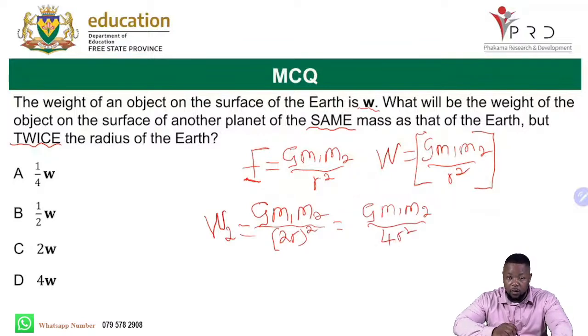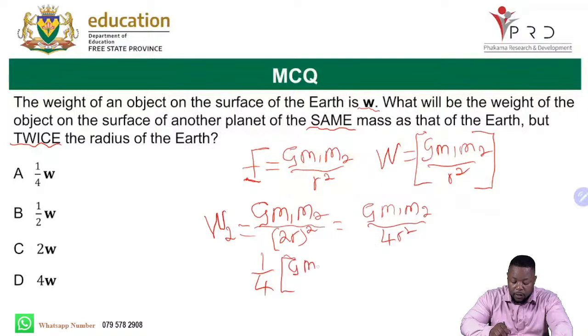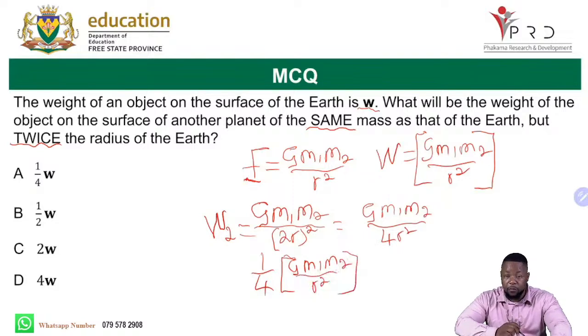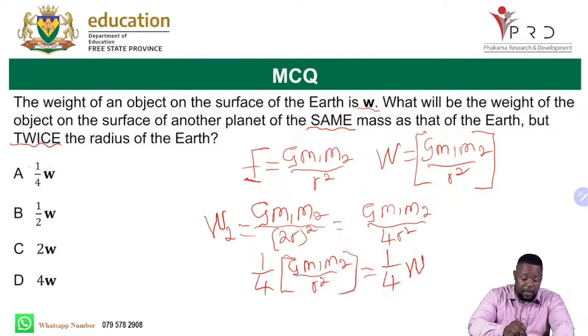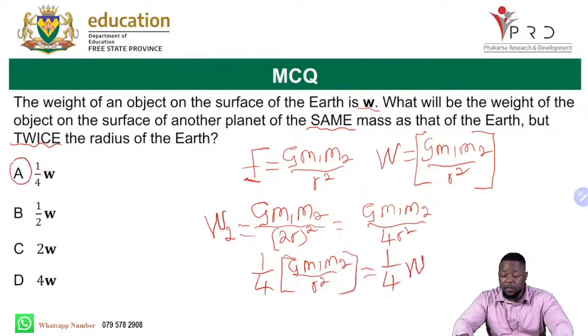And if we take the 4 out as a factor, we are going to have 1 over 4 into G M1 M2 over R squared. Now we remember from the beginning that we represented the G M1 M2 over R squared as W. So this should work out to 1 over 4 W. Doing that, we can go now to our options that we are given. We're given options A, B, C, and D, and choose the correct answer. We therefore realize that our best answer here is A.